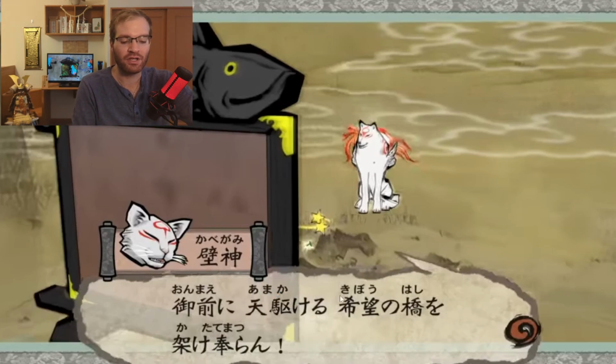So, ama kakeru kibo no hashi. So, kibo is a Chinese loan word. In modern Japanese, it just means hope. Ki means, shoot, I should have looked this up. I think ki is like a desire kind of a thing. Well, is it desire? Oh, shoot, I should have looked this up. I know kibo means hope, okay?